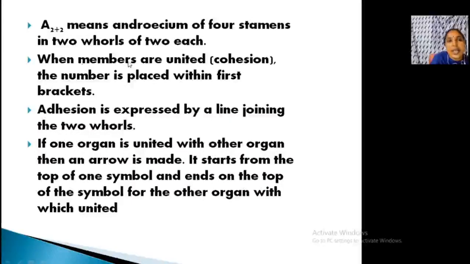Now when members are united, it is known as cohesion. So at that time it is placed in brackets. Adhesion is shown by a line joining. I already showed that if the stamens are combined with the petals, that is epipetalous. So you can draw a mark from corolla to androecium. If one organ is united with another, an arrow is made.